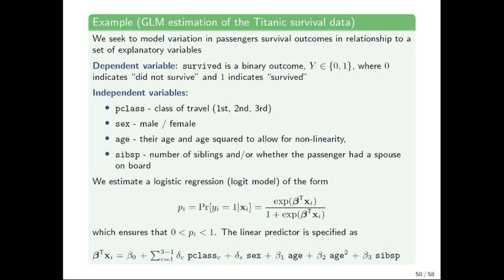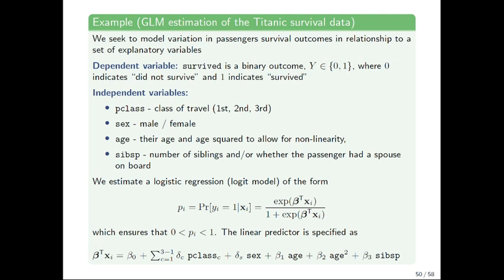Okay, next the Titanic data. We seek to model variation in passenger survival outcome in relation to a set of explanatory variables. The dependent variable survived is a binary outcome. 0 indicates did not survive, 1 indicates that the passenger survived. The independent variables are pclass, the class of travel, first, second, or third, which is a factor variable, a classification rather than a number.